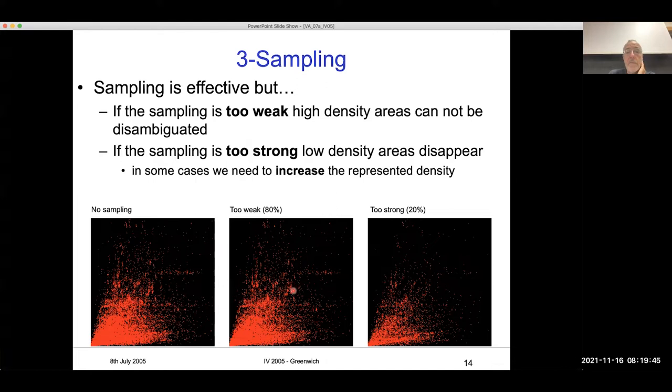Or you can have too strong a sampling, like here. Here, the user is presented with only 20% of the data. Now, some pattern emerges here, but you have totally destroyed the thin areas, the low density areas. So this is a problem. And moreover, in some cases, I will show you why, we need to increase the density.